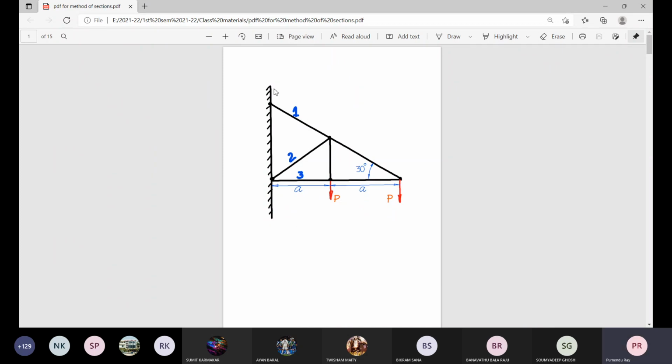by the previous knowledge, suppose this is subjected to two forces.